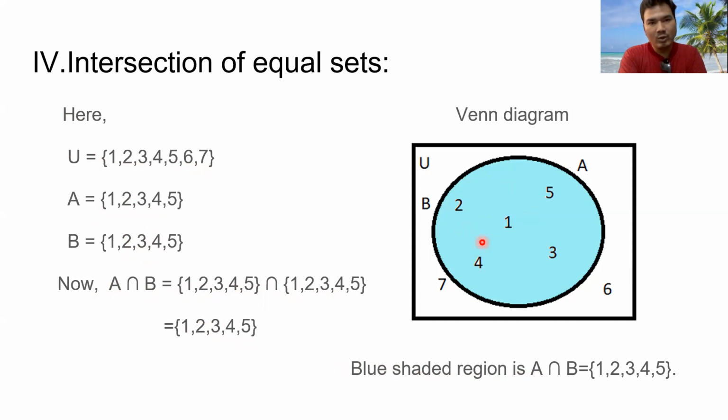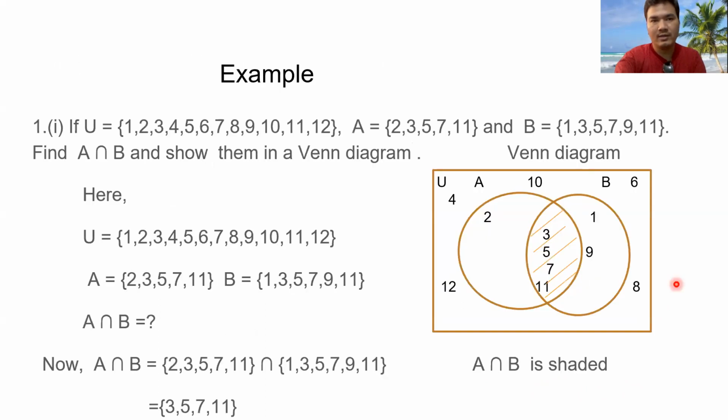And what is remaining in the universal set? 6 and 7, right outside. This is A intersection B. A intersection B is 1, 2, 3, 4, 5. This is the way to draw the Venn diagram of A intersection B when those sets are equal sets. Let's move to the next slide.